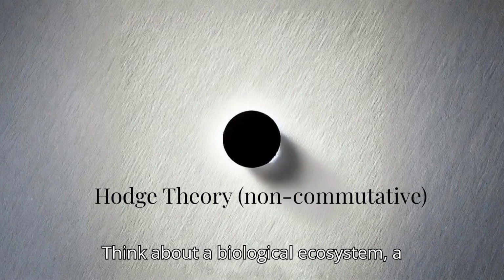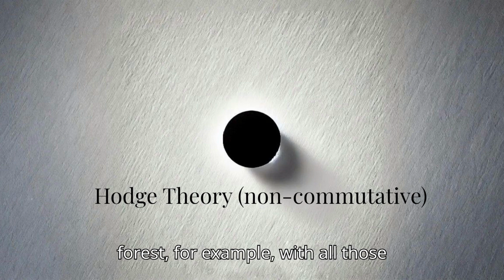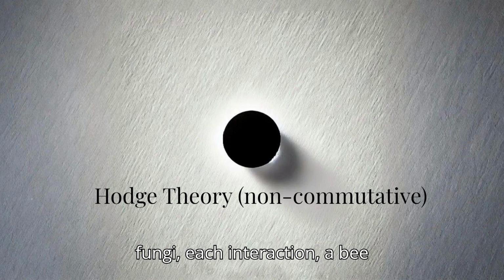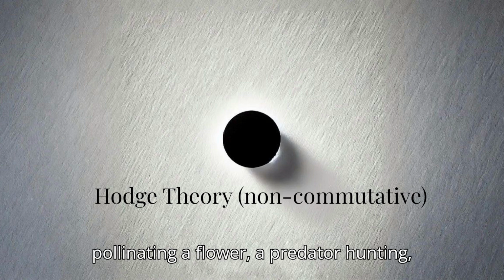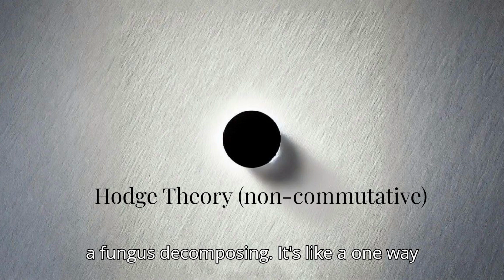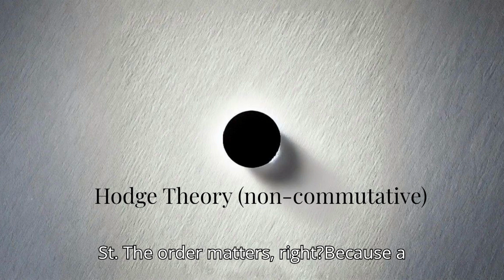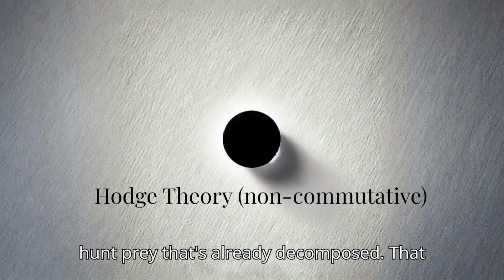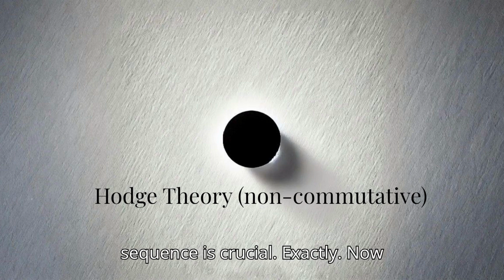Sure. Think about a biological ecosystem. A forest, for example, with all those relationships between plants, animals, fungi, each interaction, a bee pollinating a flower, a predator hunting, a fungus decomposing. It's like a one-way street. The order matters. Right, because a bee can't pollinate a flower that's already been eaten, and a predator can't hunt prey that's already decomposed. That sequence is crucial.